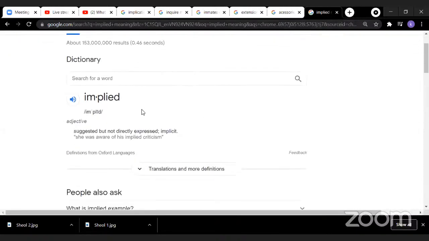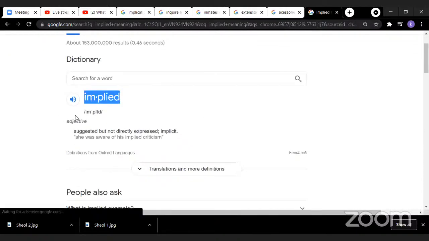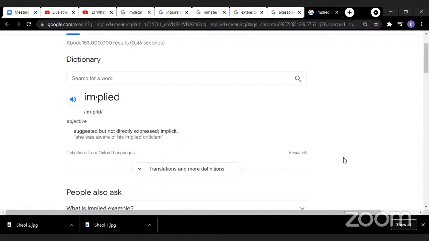Can y'all see my browser? Yes. Louis, do you want to read implied? Sure. Implied, adjective: suggested but not directly expressed; implicit. Okay, now let's see if we agree with that.